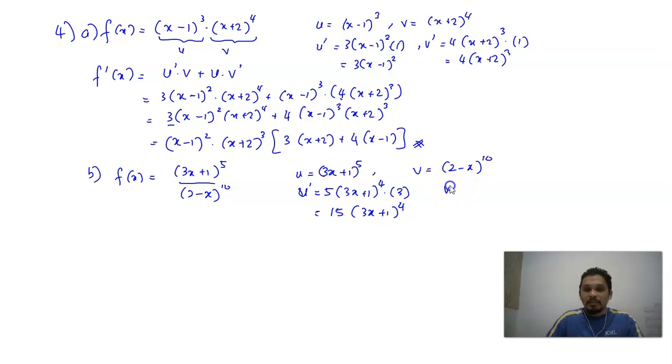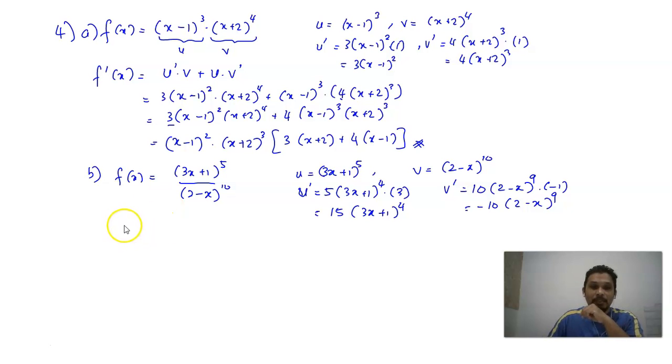Then next, v prime equal to: we differentiate the power of 10, then (2 minus x) to the power of 10 minus 1 equal to 9, multiply with the differentiation of 2 minus x, equal to negative 1, so negative 10, (2 minus x) to the power of 9.